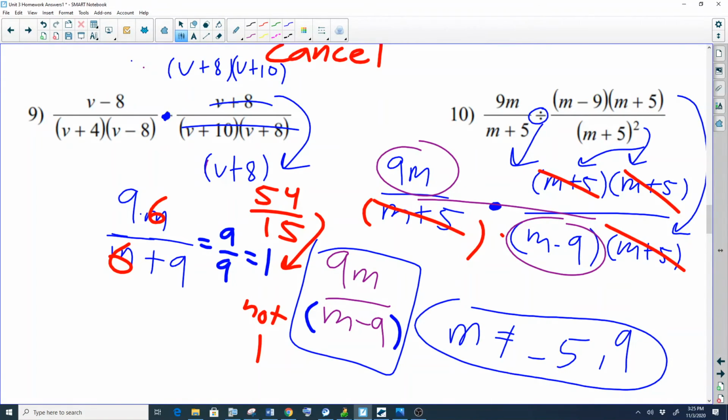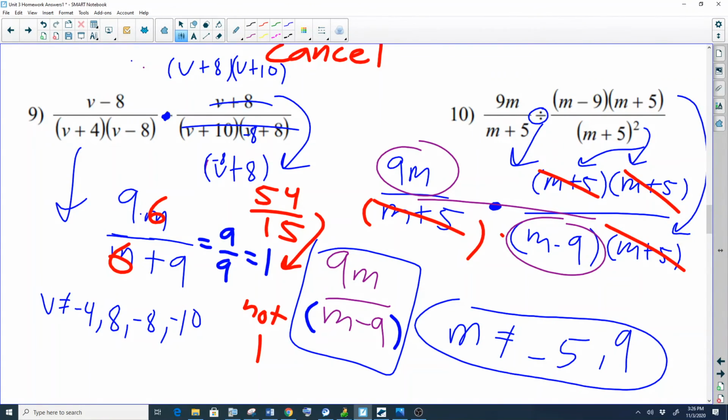Okay. And then again, our exclusions are from here a -4. So v cannot be a -4. It cannot be a +8. Over here, it could also not be a -8, or here, -8. So that's another exclusion. And then +8, good. Yep, that's an exclusion. And then also a -10. Even though it flipped up there, it was down here in the beginning. So be careful. There are several exclusions.